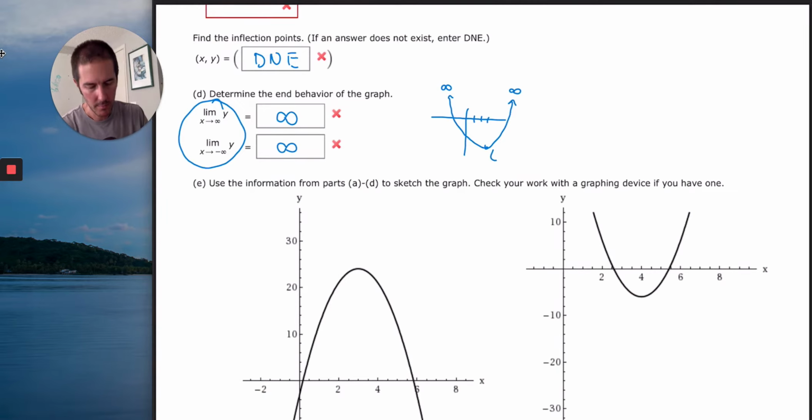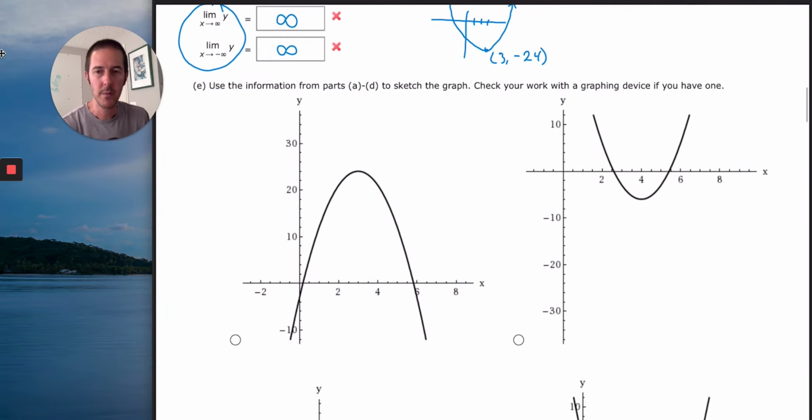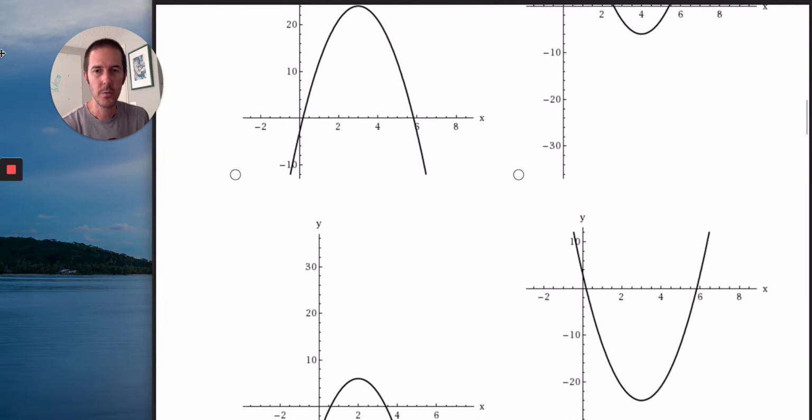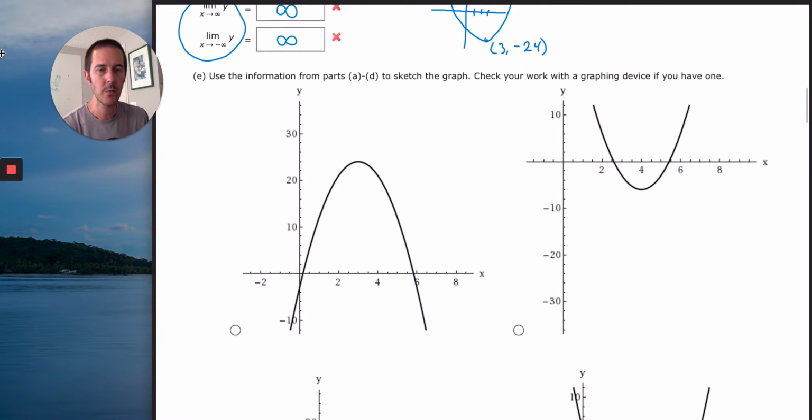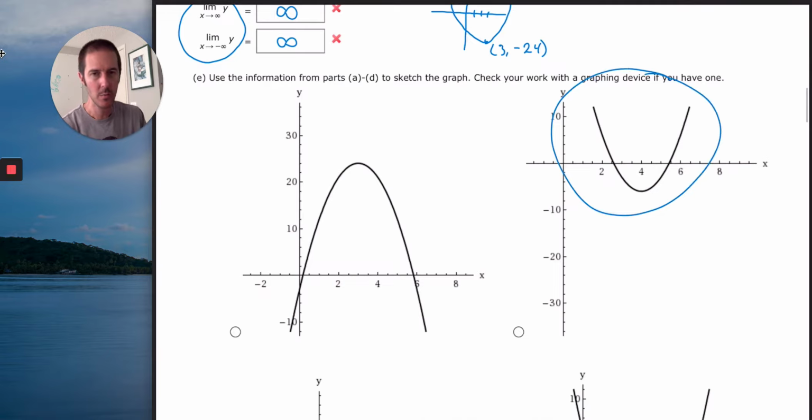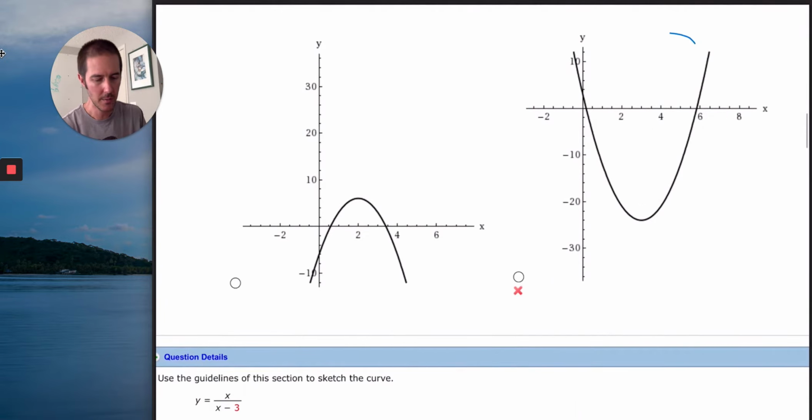And again, 3, negative 24 is the local minimum, which also happens to be the absolute minimum, and it's the vertex. And that's going to be very helpful as we are in this multiple choice situation trying to pick the correct graph, heading toward positive infinity here. As we go left and right, same thing happening here, positive infinity as we go left and right.